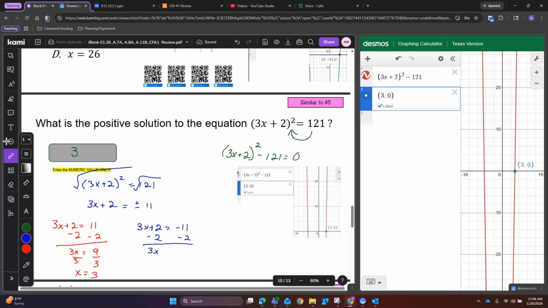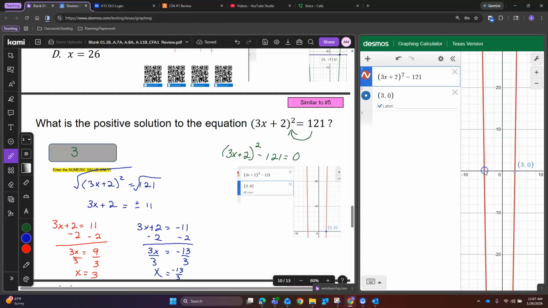And I get 3x is equal to negative 13. Divide both sides by 3. And x is going to be negative 13 over 3. As those are both prime numbers, I'm not going to go through too much trouble running that through a calculator. Right? But the positive one was 3.